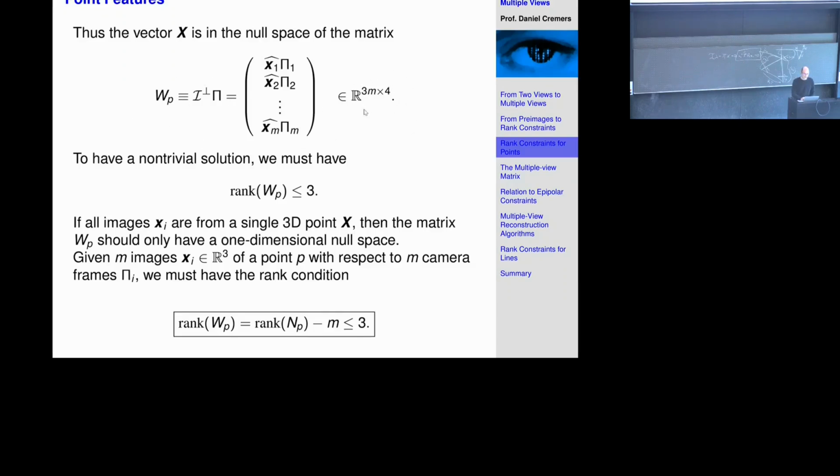This is a 3m by 4 matrix, and in general it will have rank 4, but now we know there is a vector x in the null space, a non-trivial, not the 0 vector, non-trivial vector in the null space, so this cannot have rank 4, it can have at best rank 3. And so this is another way to phrase it. So I have a rank constraint on this matrix W, this one here that contains the 2D coordinates and the camera parameters.